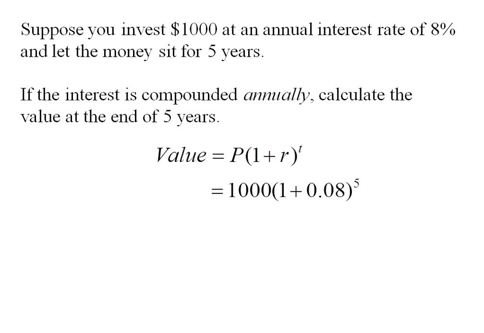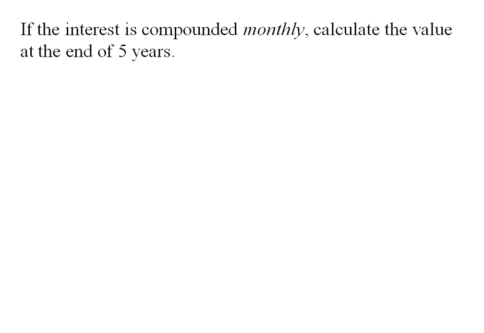Plugging in 1,000 for the principal, 0.08 for the annual interest rate, and 5 for the number of years, we get $1,469.33. Let's do the same thing, but let's compound our interest monthly.